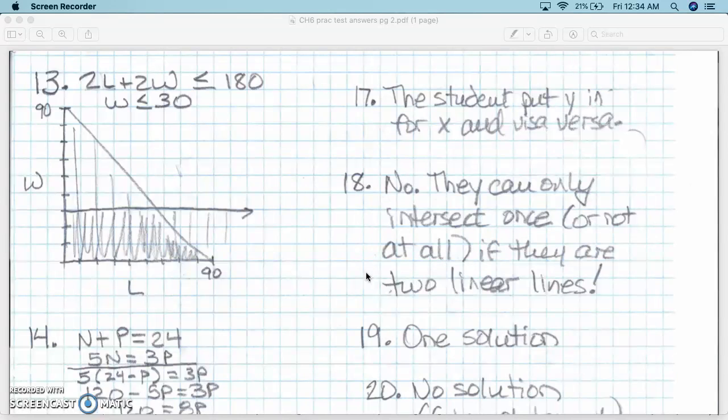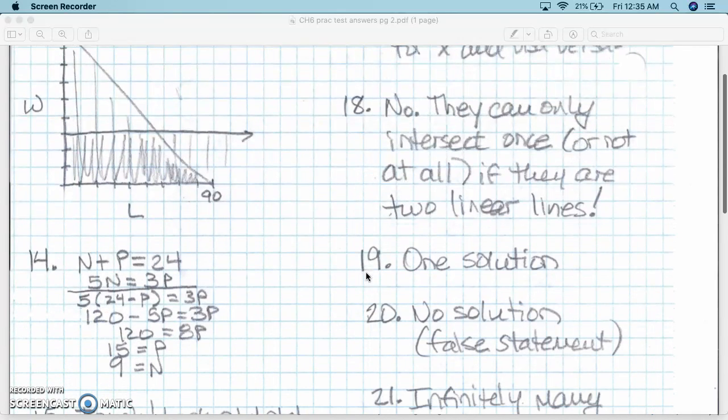Number 18, it says to consider a system of two linear equations, and if the graphs of the equations are not the same line, is it possible for them to have an infinite number of solutions? Well, if I'm doing two linear equations, then no, it is not possible, because if they are linear and they're not the same line, the only other choices are they're going to intersect one time, which would make one solution, or they're never going to intersect if they were parallel, and that would mean no solution. So there is no other way for that to happen.